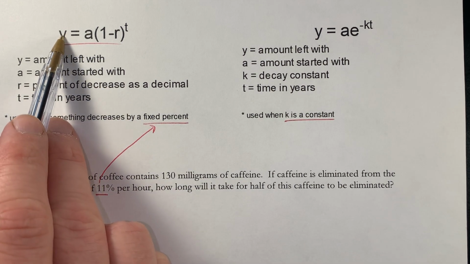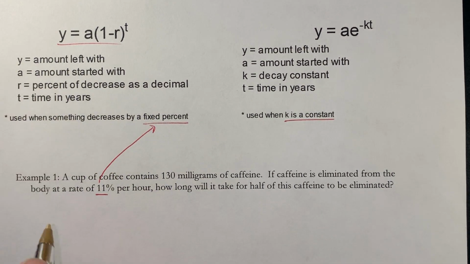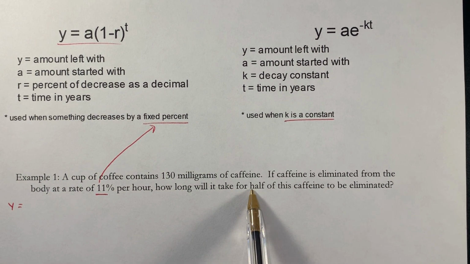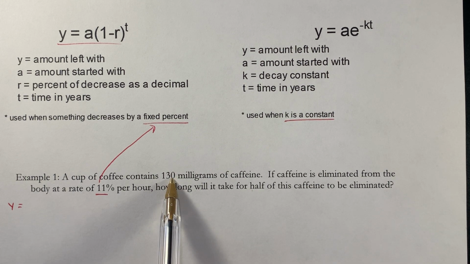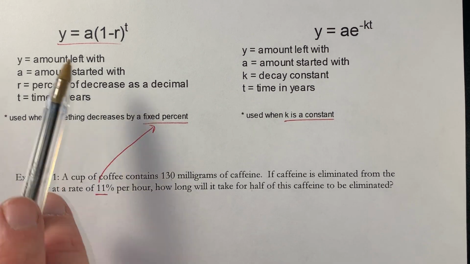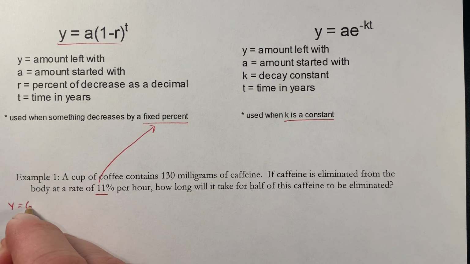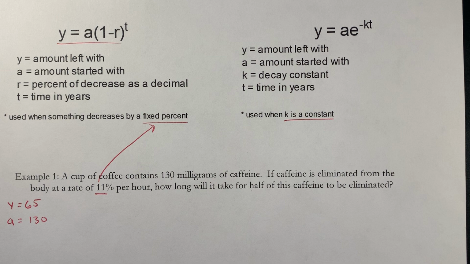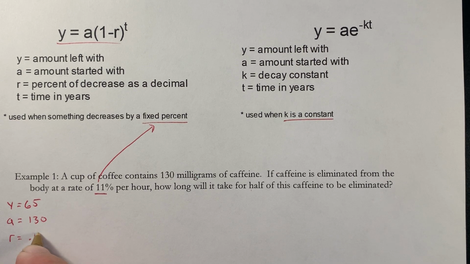So let's talk about what y is. Y is the amount that we have left. We want to know when we're going to have half of the caffeine eliminated. We started with 130, so the amount that we're left with will be half of that, which is 65. A is the amount with which we start. We started with 130 milligrams. R is the percent of decrease written as a decimal, so that's 0.11.